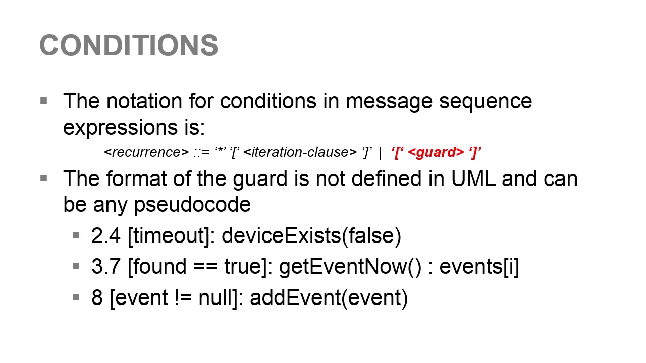Here are some examples. The first depends on whether a timeout has occurred. The second tests whether found is equal to true, while the last tests whether event is not equal to null.